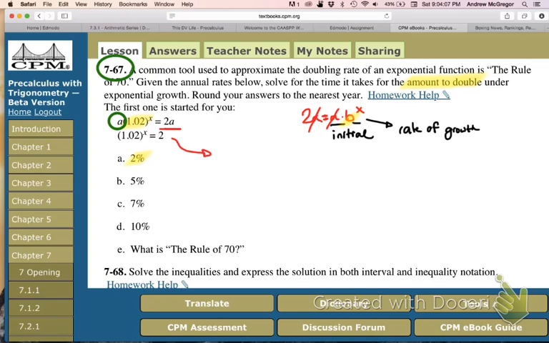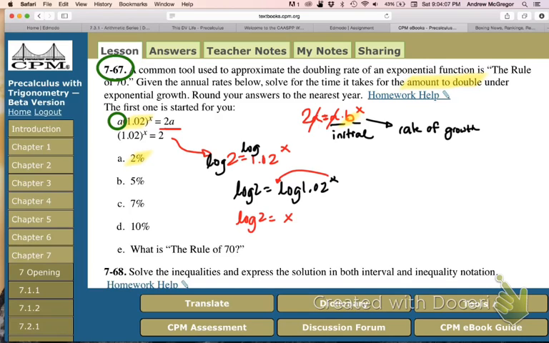Now how do you solve for this? Well, you have to log both sides. And then when we log both sides, we end up getting log of 2 equals log of 1.02 to the x power. And then we can use the power property to bring this to the front. We get log of 2 equals x log 1.02.